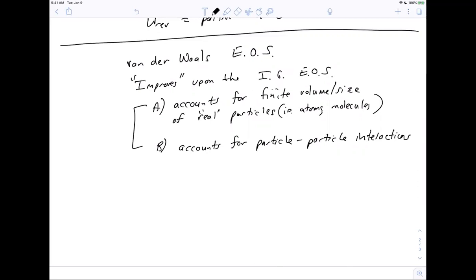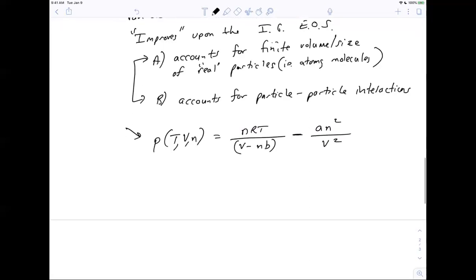It's rather self-consistent. So the van der Waals equation of state, I'll write it in terms of pressure, and we'll write that in terms of temperature, volume, and the number of moles. So this is the equilibrium pressure. Remember, equations of state give you equilibrium system properties as they relate to one another. And that's going to be nRT divided by V minus nB minus An squared over V squared. Okay, so this is the van der Waals equation of state.